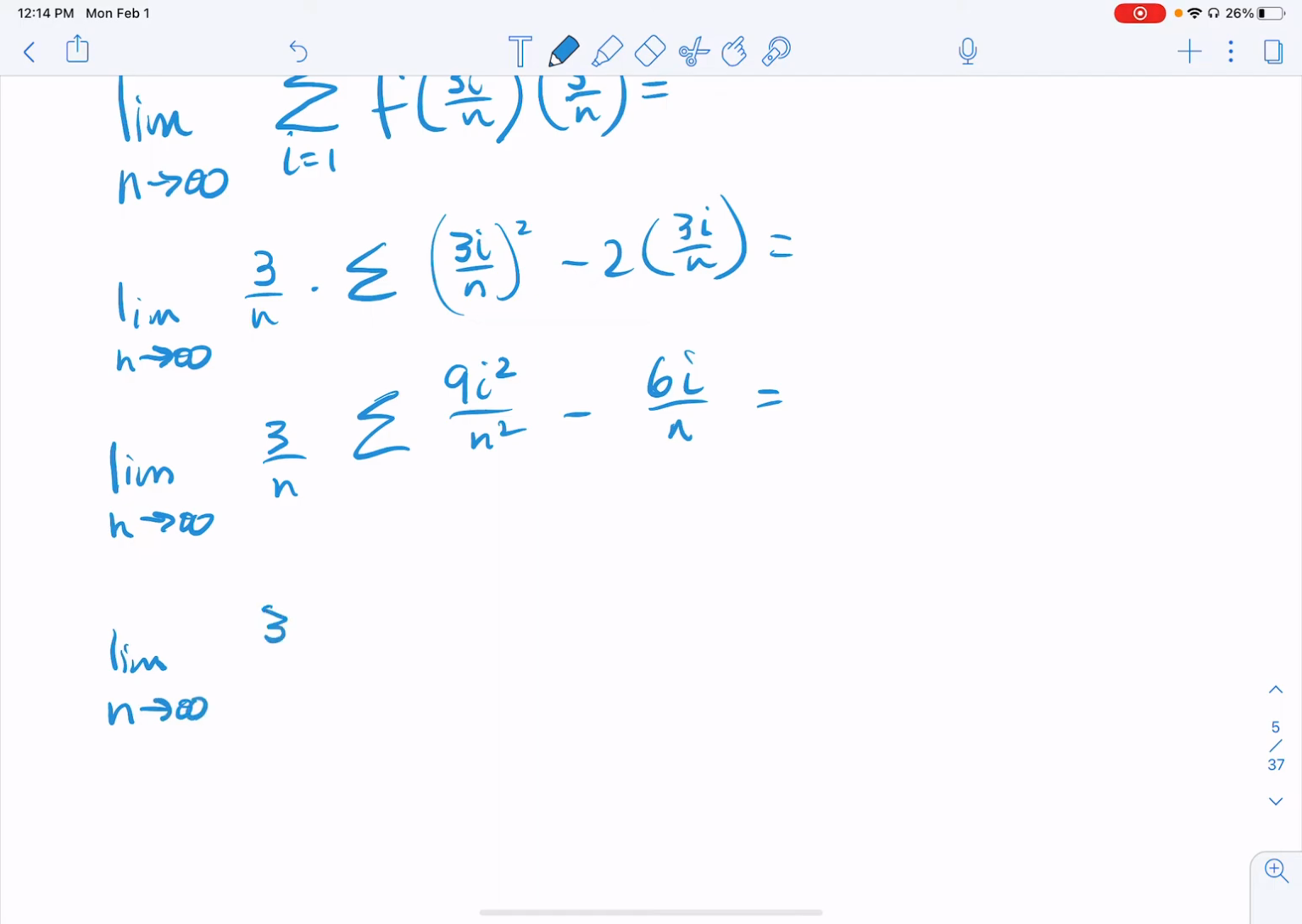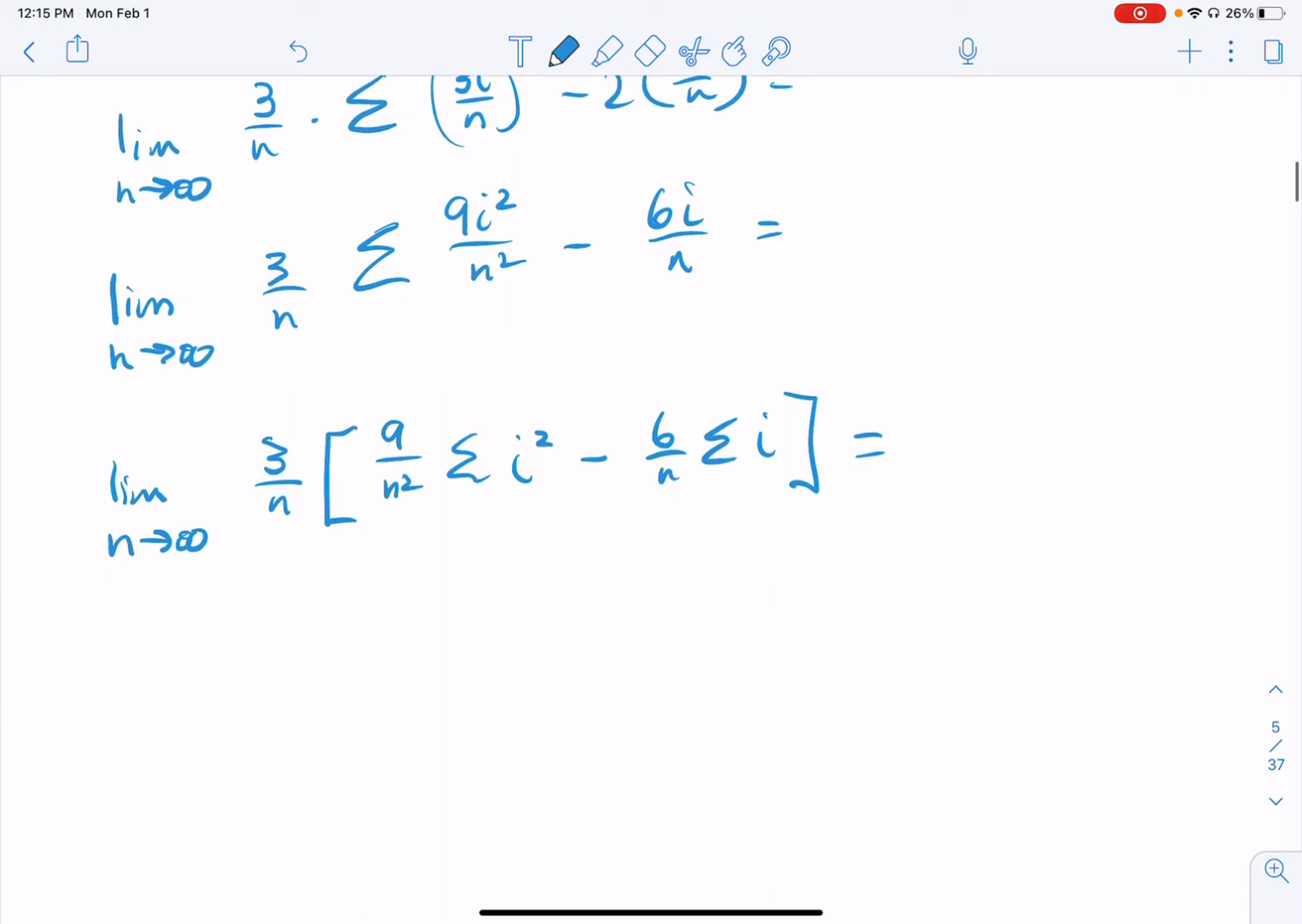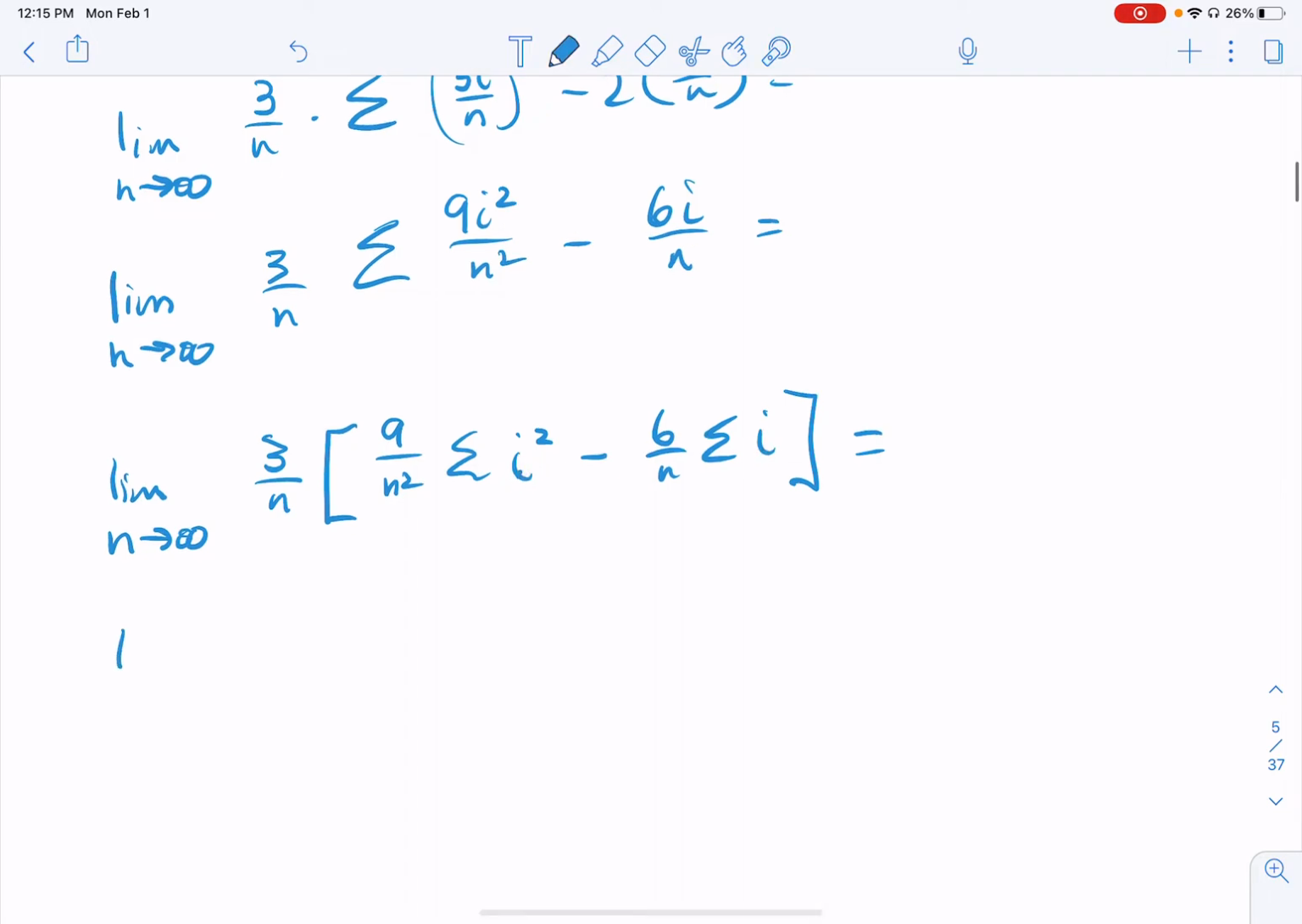Like so. 3 over n, and then a bracket, and then I'm going to pull out this 9 over n squared out of the first summation. And this one is going to be the summation of the squared integers, minus, and then we'll pull out the 6 over n from the second one. And this is just going to be the sum of the integers. Close those brackets so nobody gets upset. And now we will use our little formulas that we totally have memorized for the sum of our squared integers and our integers, like so.